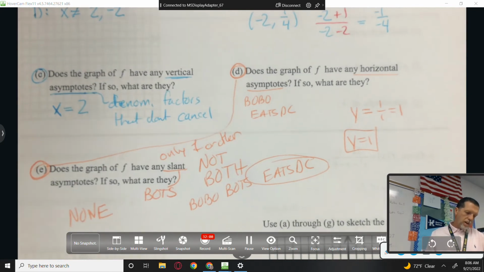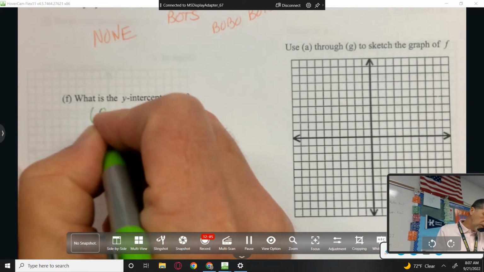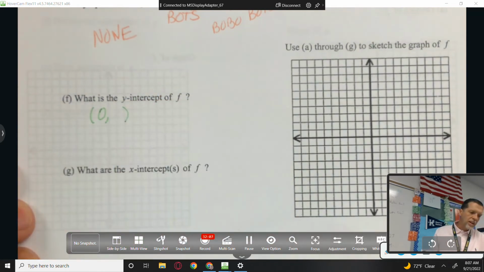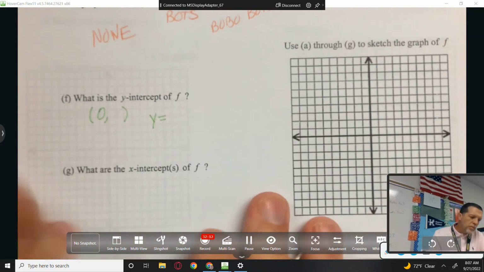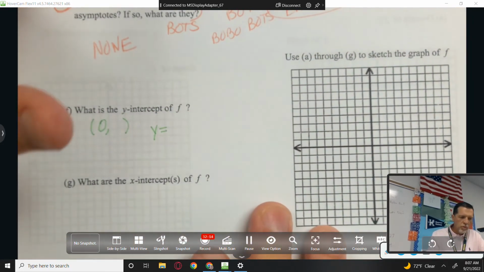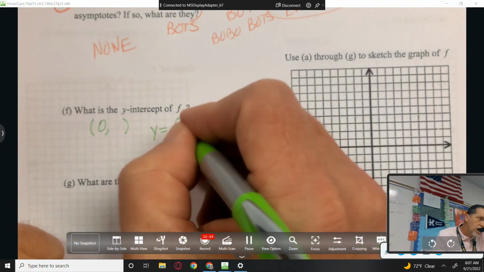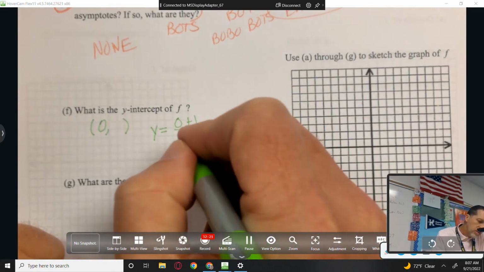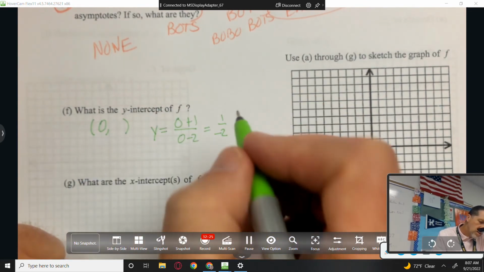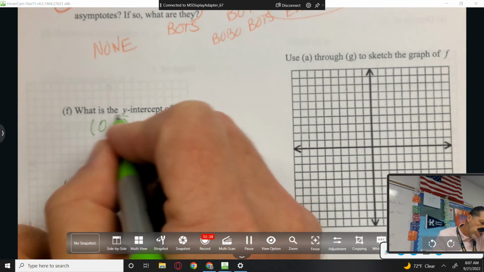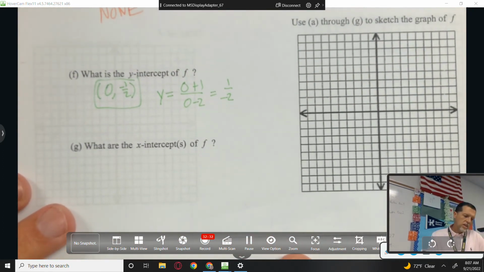All right, y-intercept of f. That means set x equal to 0 and plug it in and see what you get. Now, you can plug it into the original or the reduced. Usually the reduced is easier, so I'm going to plug it into the reduced. 0 plus 1 over 0 minus 2. So negative 1/2 is our y-intercept.